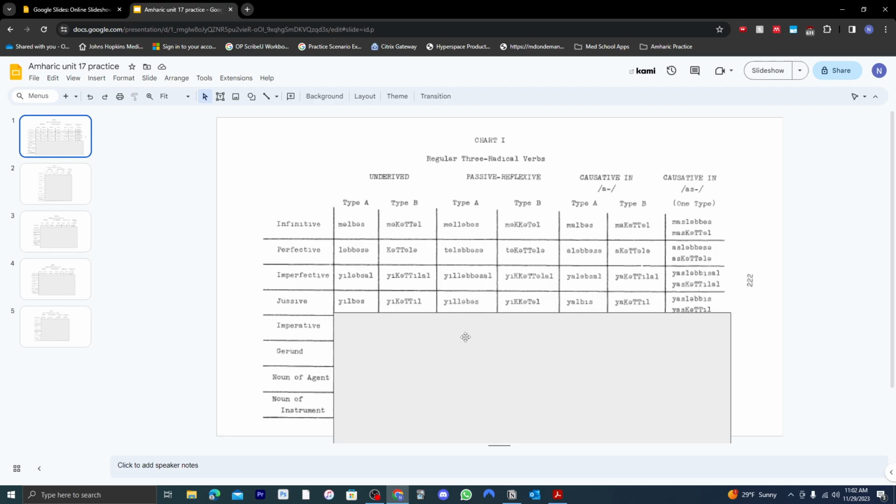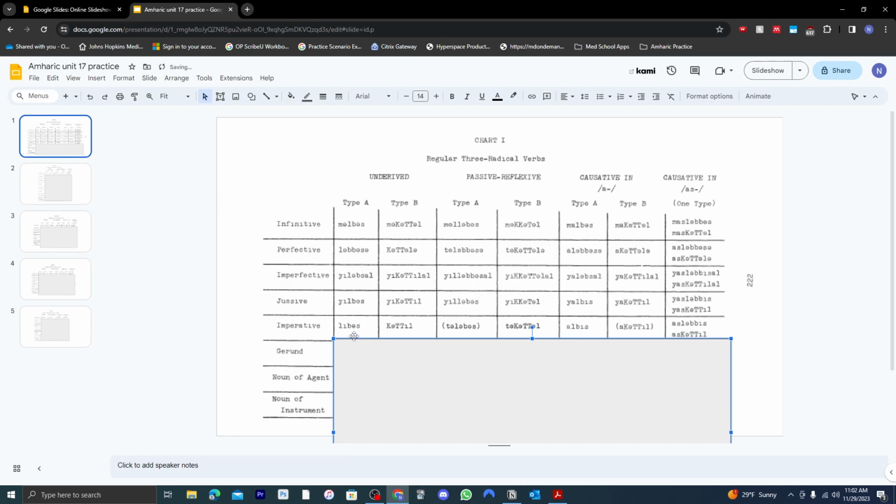Anyway, so libs would be like a command to you, male, to dress or something. Ketel, to continue. I'm going to say lebes. Oh no, telebs would be the imperative. So it'd be very similar to the perfective. I just don't think it'll have an e at the end. Teketel, albes, and aketel. So very similar to the perfectives, just without the e's at the end. Let's see how that looks. Libs, ketel. Telebs, right? No e. Teketal, perfect. Alibs, perfect. And aketel. Okay, so that seems to be working so far.